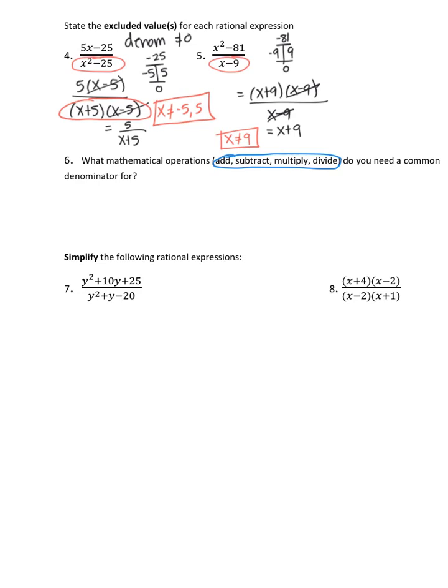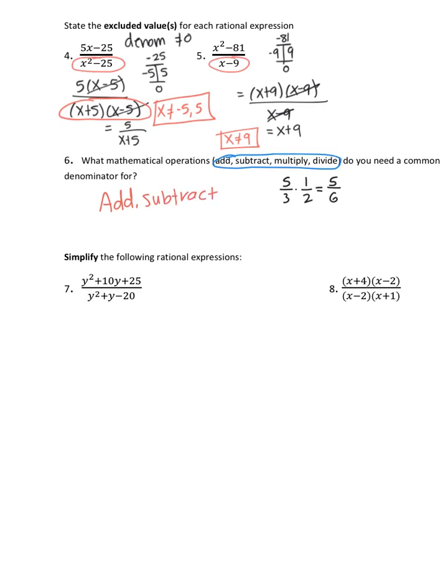You're not combining anything the same way that you are with addition and subtraction. Think about regular fractions. If you were going to multiply 5 over 3 times 1 over 2, I don't have to find a common denominator. I'm just going to multiply the tops together and the bottoms together and get my answer. I didn't have to find a common denominator. When you're adding and subtracting fractions, you do have to find a common denominator. So the only two that apply here are addition and subtraction.